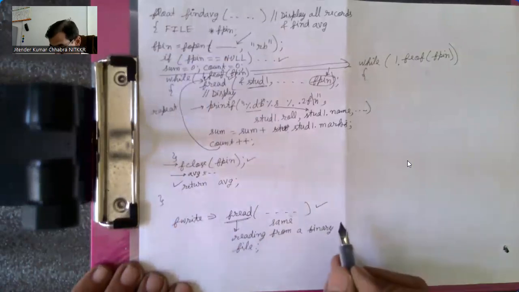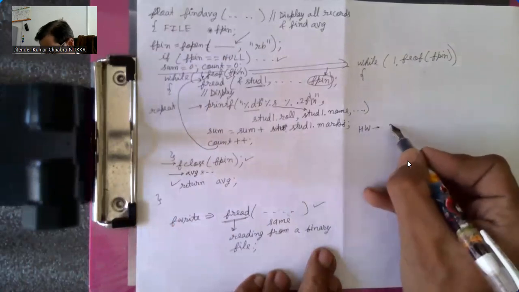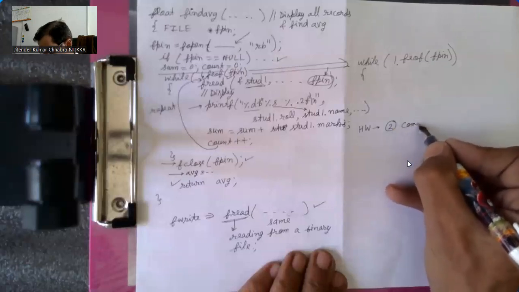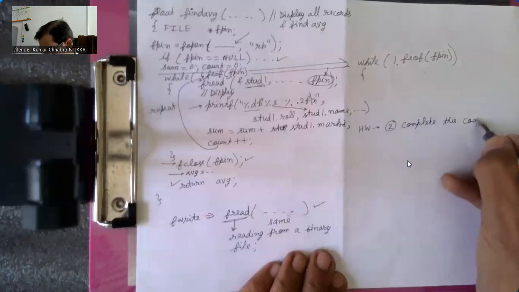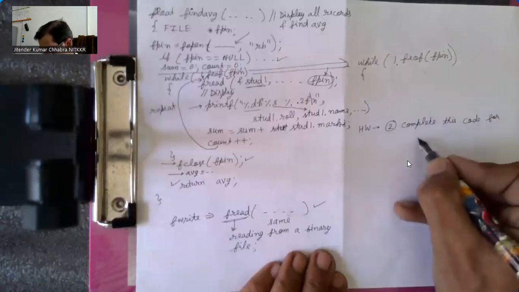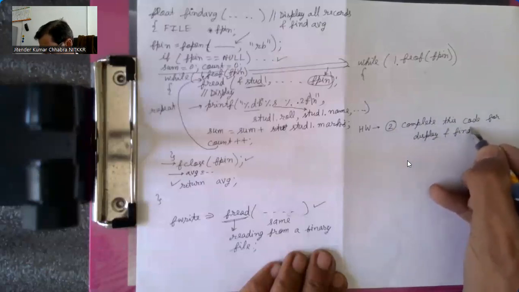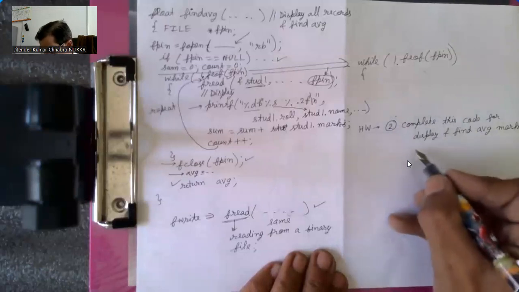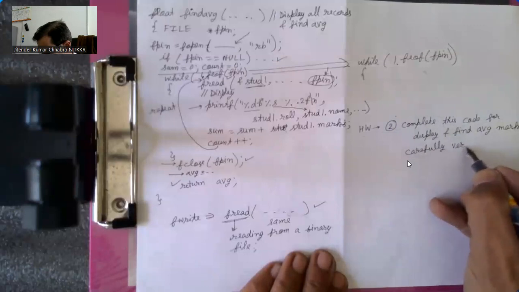So I'm not writing the full code, I'm leaving it to you. So I'll give you homework now. Second homework, I will say, complete this code for finding, displaying and finding the average of students' marks. But again, I will say, carefully observe the output and find whether there is any problem.